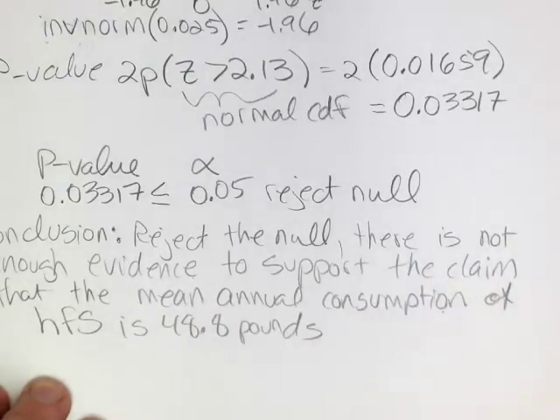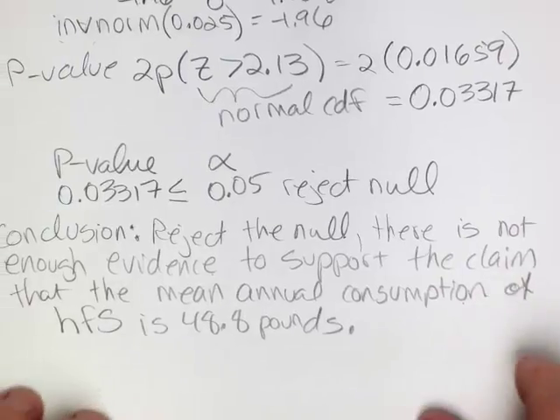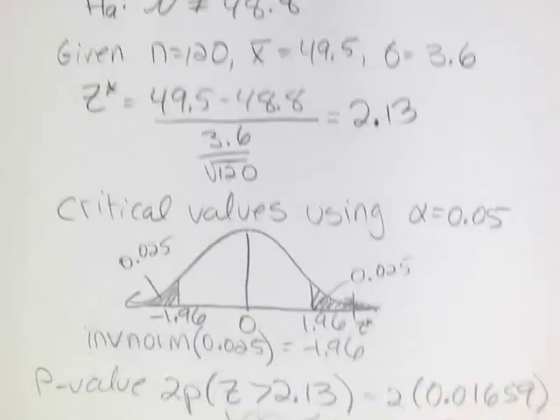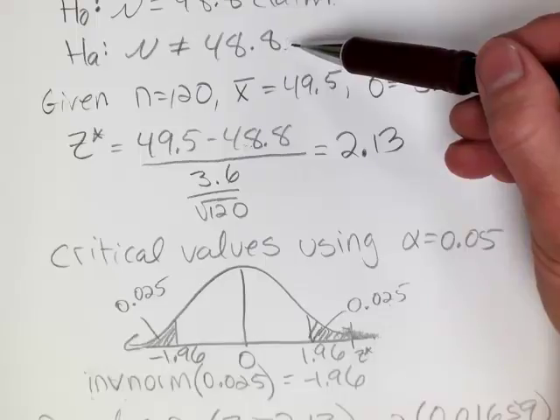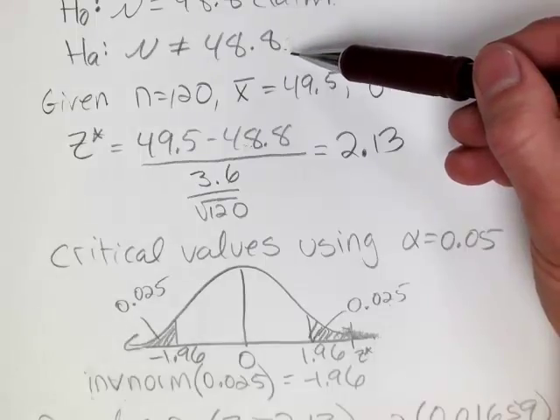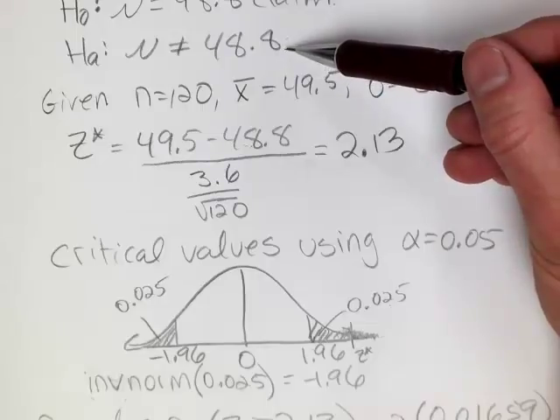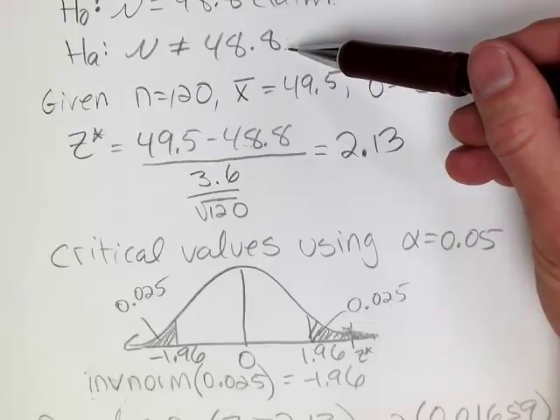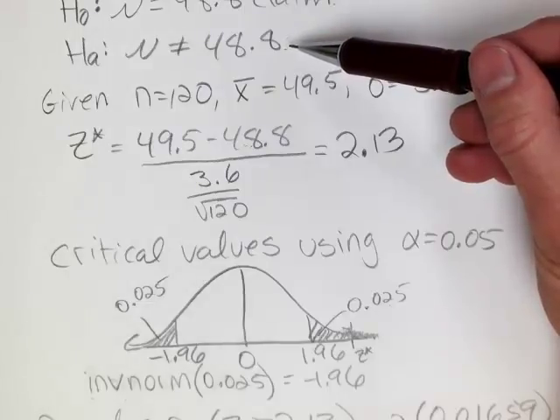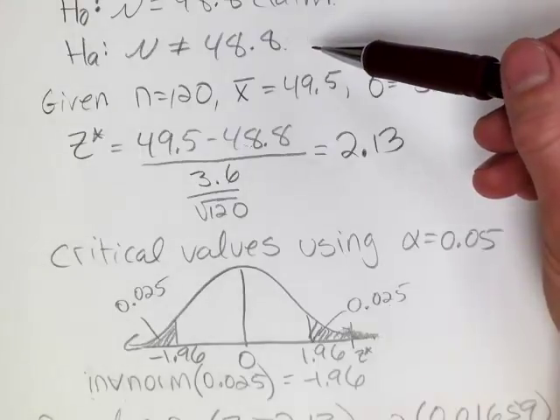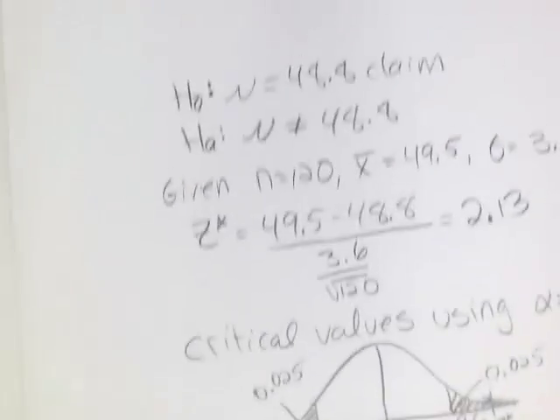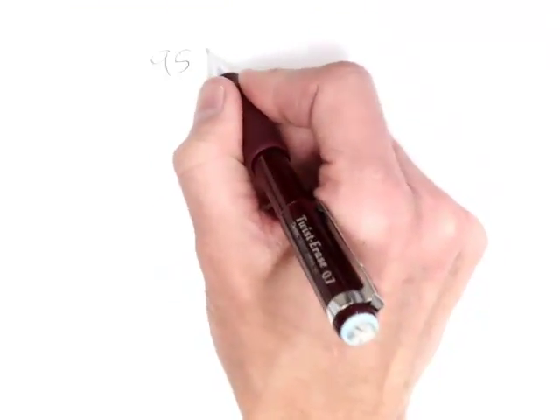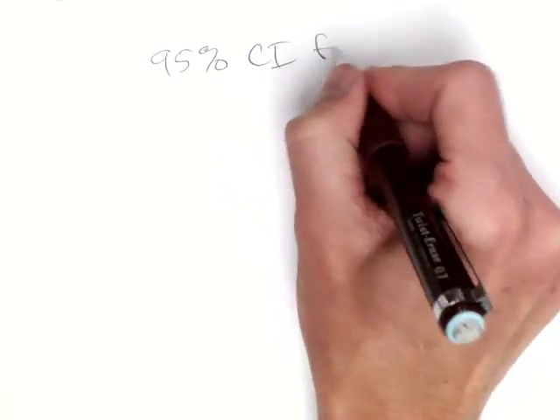So we can take a look at the confidence interval and see what that's telling us. We're clearly deciding that we are ruling in favor of the alternative and the claim is not supported. So we're in favor of saying that the mean is not 48.8. What does that mean? Does it mean that the true mean is more than 48.8 or less than 48.8? The confidence interval will help us look at that. Since my level of significance is 0.05, I want to find a 95% confidence interval for mu.